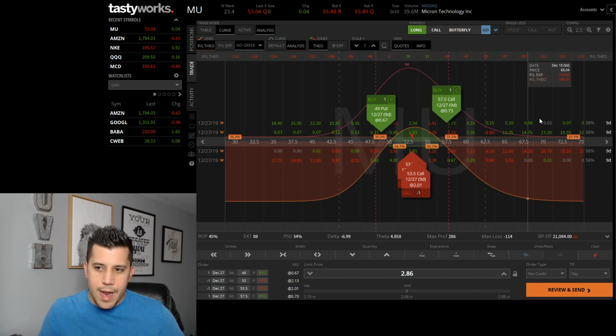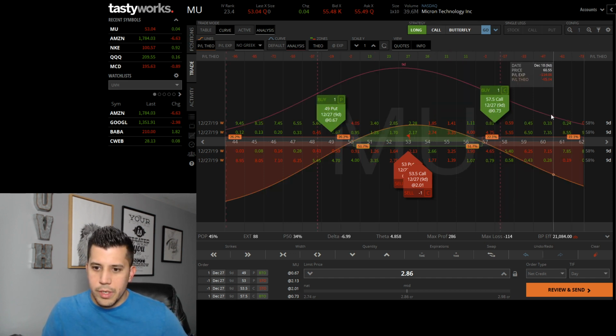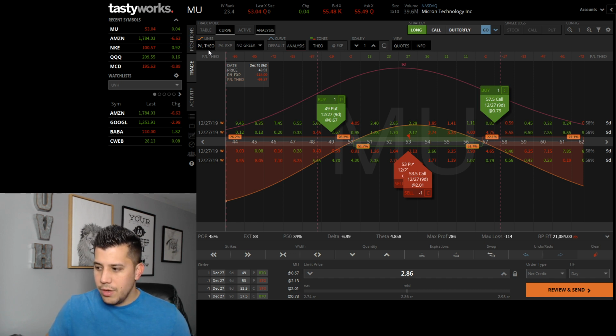Right now, let's put this in here to look at the P&L Theo. That means theoretical, so it's going to show us the theoretical price. If the stock were to go into these circumstances, it's not a real price. It matches up your parameters and shows how much money you'll make or lose if those parameters are met.